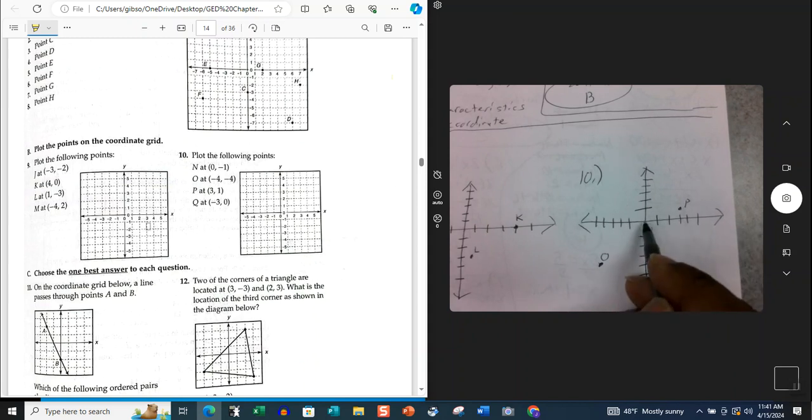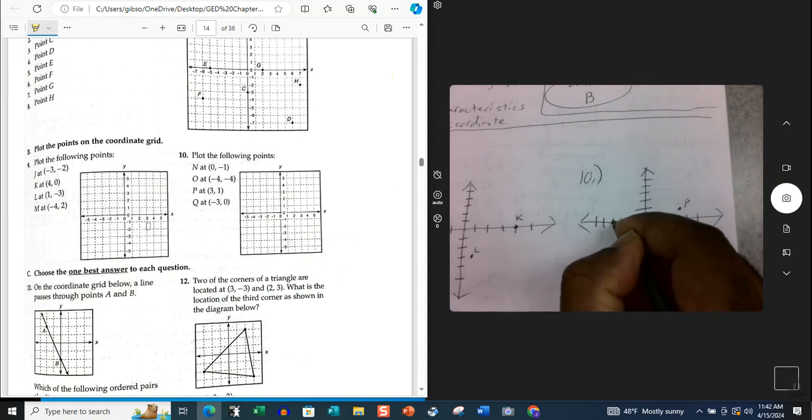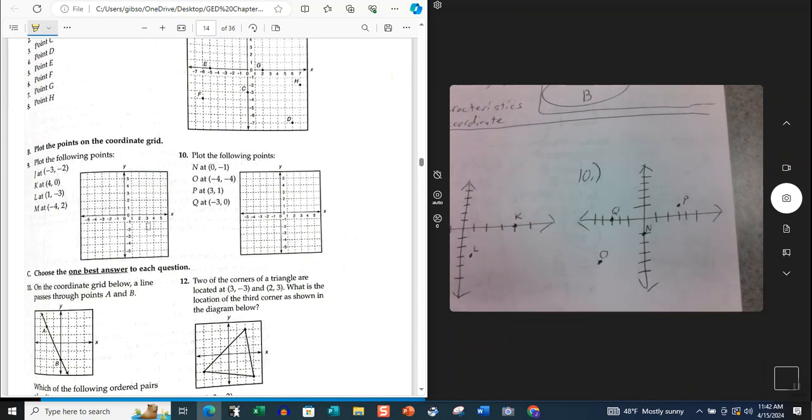We start at the origin. We'll go 3 to the left, 1, 2, 3. And since y is 0, we'll stay here. And this would be our Q.